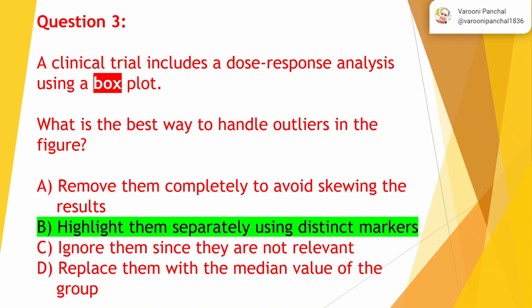Question 3. A clinical trial includes a dose response analysis using a box plot. What is the best way to handle outliers in the figure? Option A says remove them completely to avoid skewing the results. Now we cannot remove any kind of data in clinical trials as we are dealing with human patient data. Option C, ignore them since they are not relevant. No, we cannot ignore them. Even if they are outliers, we have to present them in some way or the other. Replace them with the median value of the group. We cannot even do that. So the answer is highlight them separately using distinct markers.